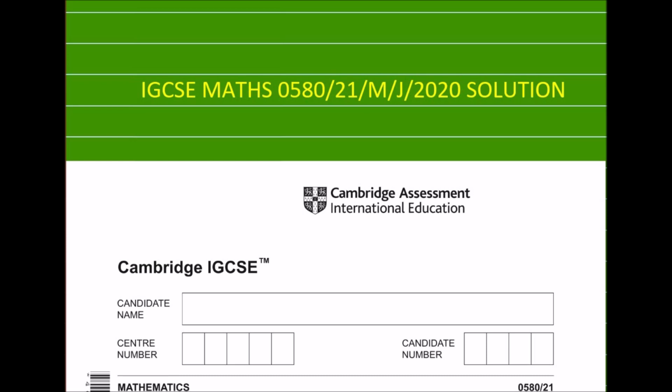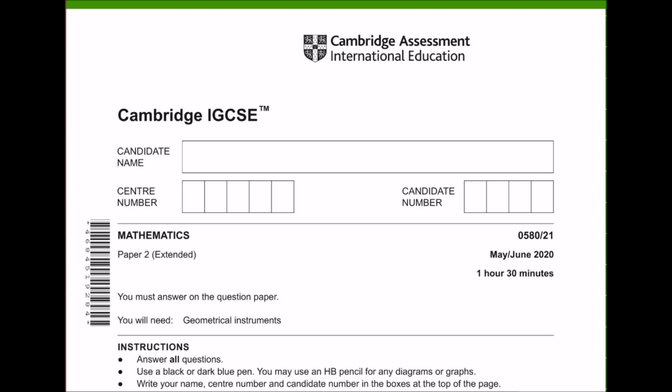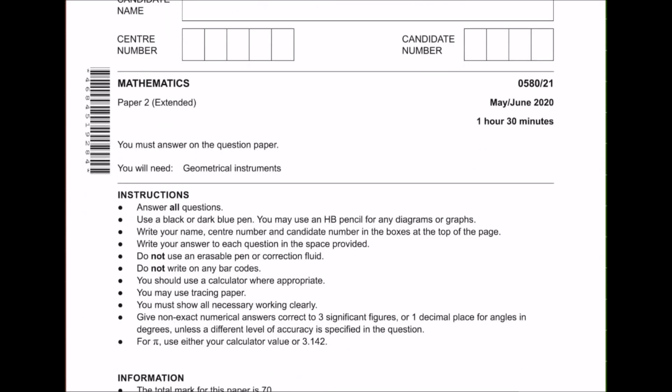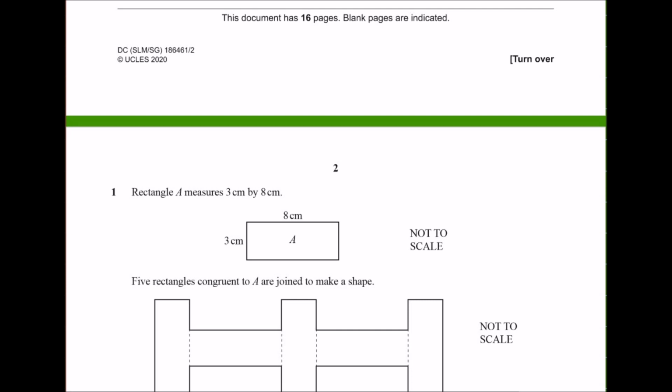In today's video, I am going to solve one full past paper, that is IGCSE Maths 0580 paper 2-1 of year May-June 2020. So first let us see the instructions. You can see here this is 0580/21 May-June 2020 paper 2, duration 1 hour 30 minutes. Now one by one I'll solve each and every question with all the steps required.